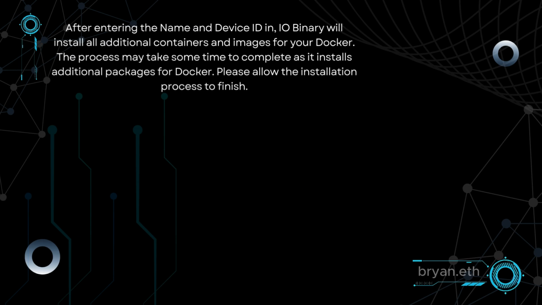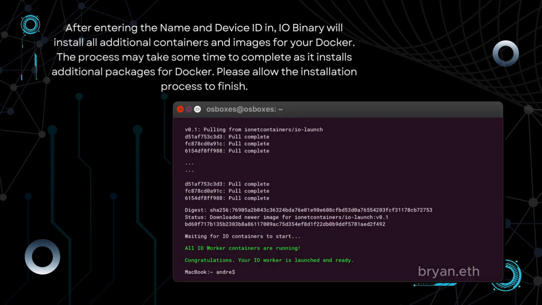After entering the name and device ID, IO binary will install all additional containers and images for your Docker. The process may take some time to complete as it installs additional packages for Docker. Please allow the installation process to finish.